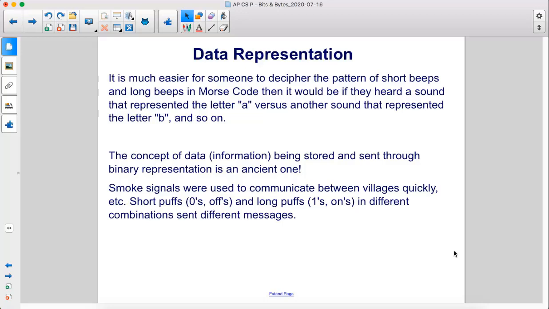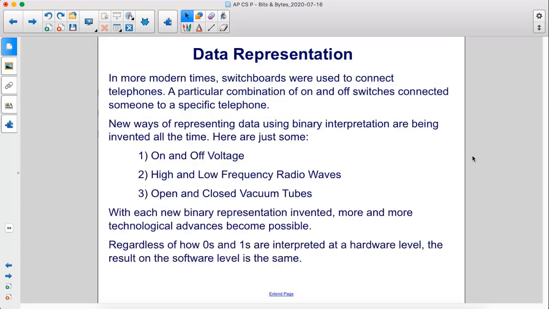The concept of data, or information, being stored and sent through binary representation is an ancient one. Smoke signals were used to communicate between villages quickly. Short puffs, which would be zeros or offs, and long puffs, which would be ones or ons, in different combinations sent different messages. In more modern times, switchboards were used to connect telephones. A particular combination of on and off switches connected someone to a specific telephone.